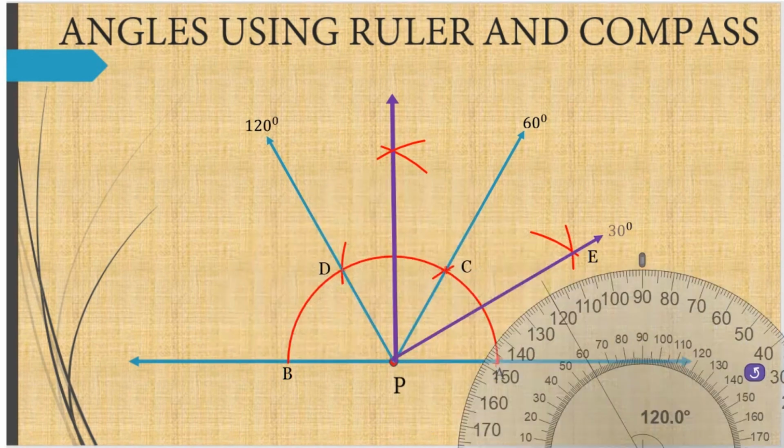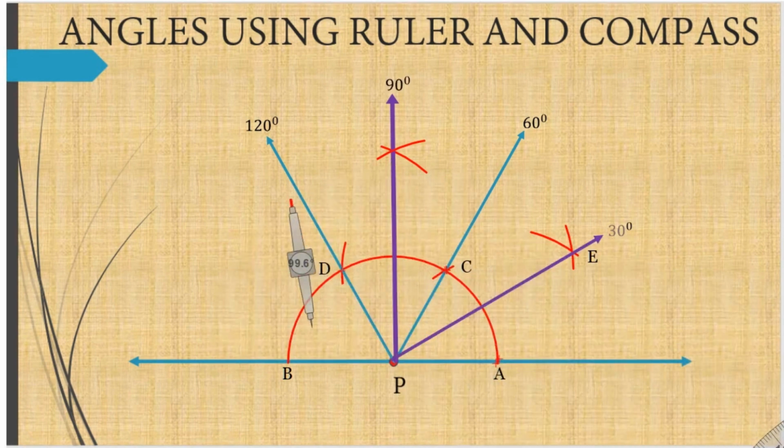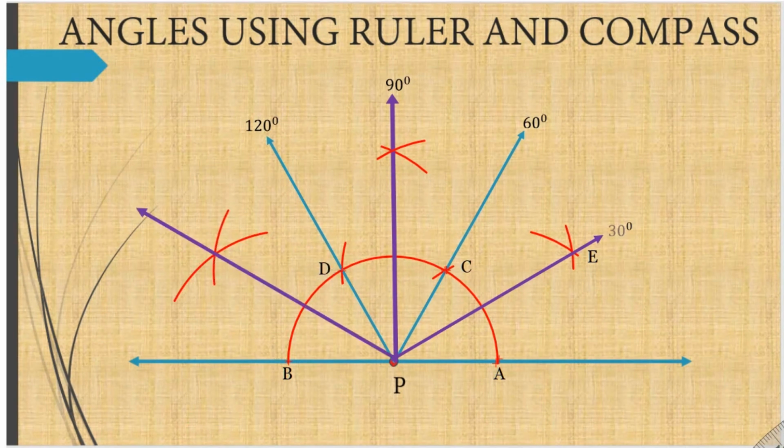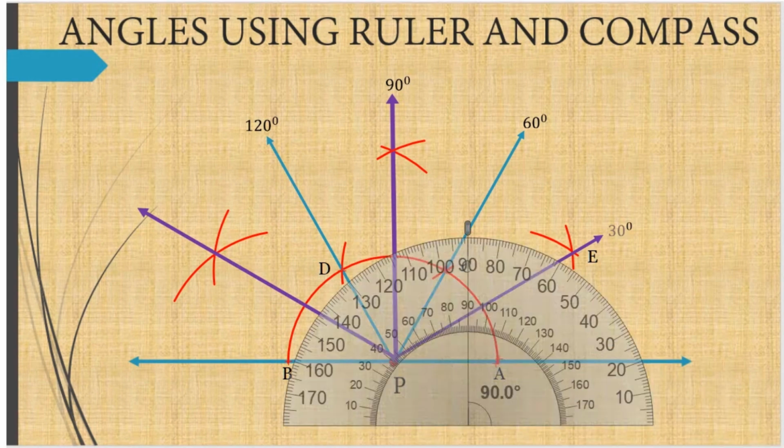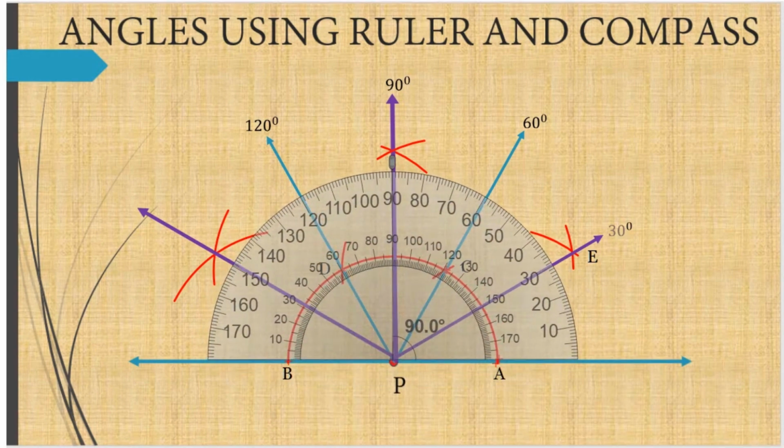Similarly, for B and D, with those points as center, if we draw 2 arcs, they intersect at a point, join this point to P. This will give 120 plus 30, that is 150 degrees angle.